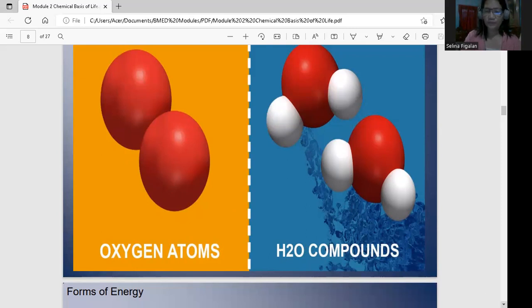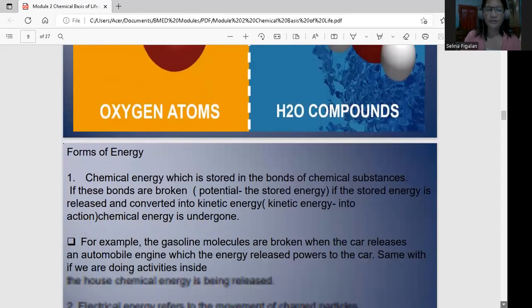Okay, so what are the forms of energy? There are different forms of energy, and this one is what you call the chemical energy. So chemical energy is either potential or kinetic energy. When you say potential energy, it is a stored energy, and when you say kinetic energy, it is energy in action. So what's the difference? This is inside our body.